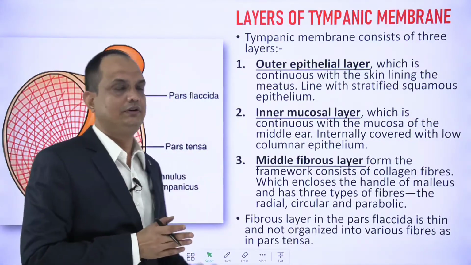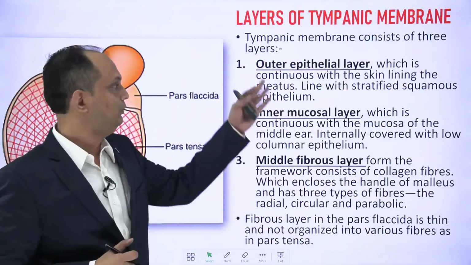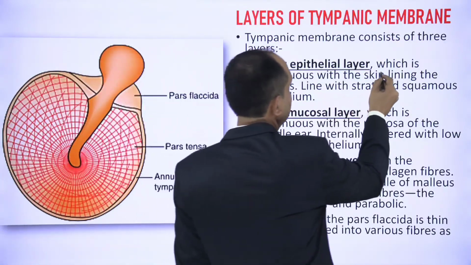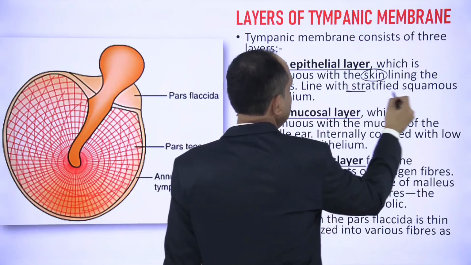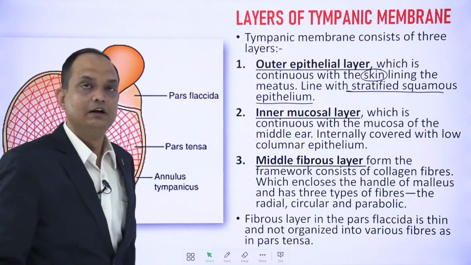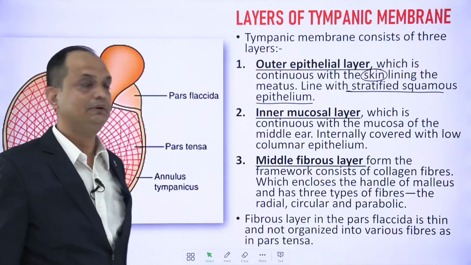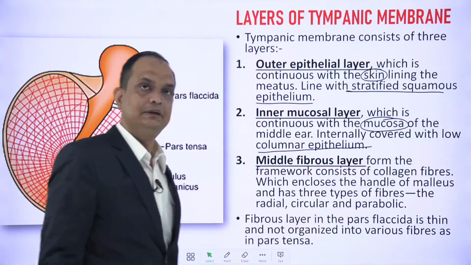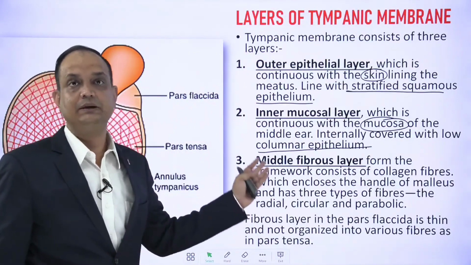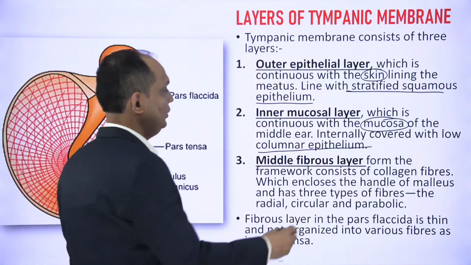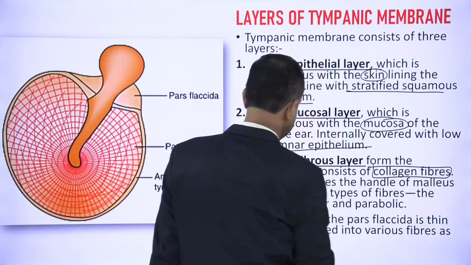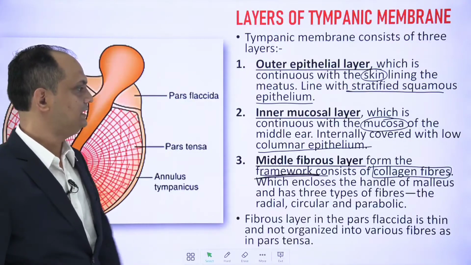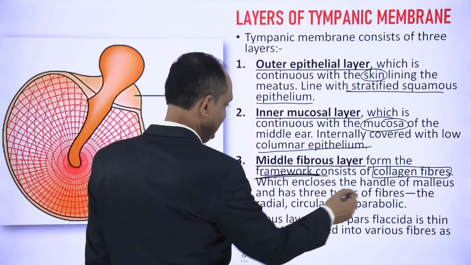Now what are the layers of the tympanic membrane? When you see the formation of the tympanic membrane, it consists of three layers: outer, middle and inner. The outer layer is a continuation of the skin, that means it is lined by stratified squamous epithelium. The inner part is a mucosa, and this mucosa is lined by columnar epithelium. Then the middle fibrous layer is made up of collagen fibers, and this layer forms the framework of the tympanic membrane. It consists of the handle of the malleus, and it has three types of fibers.